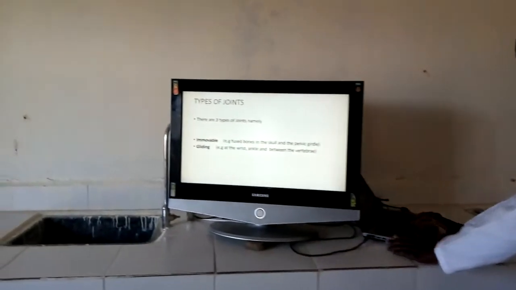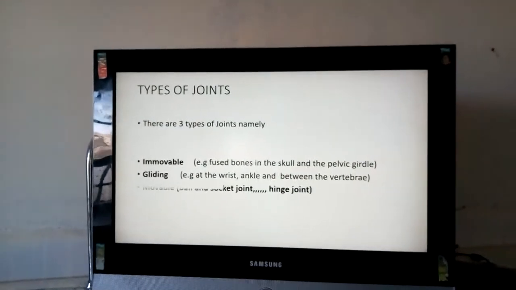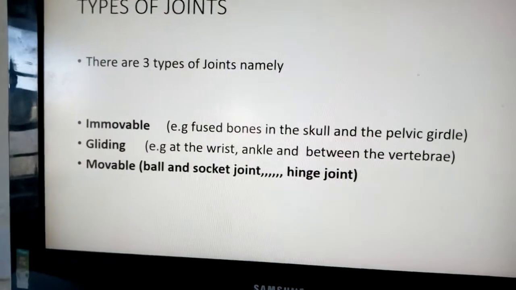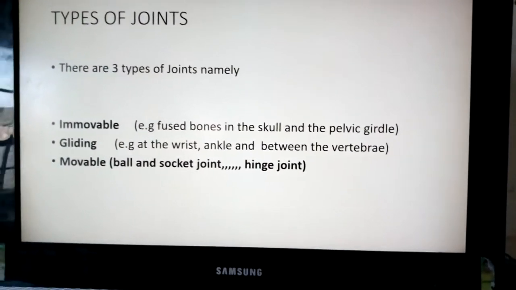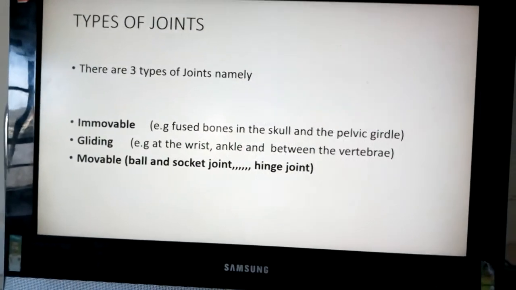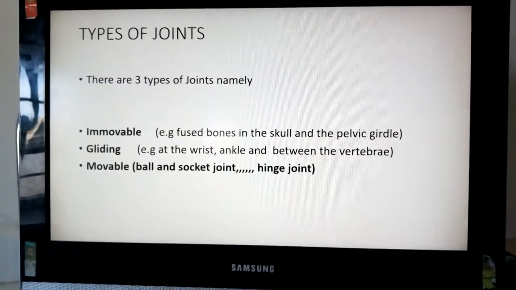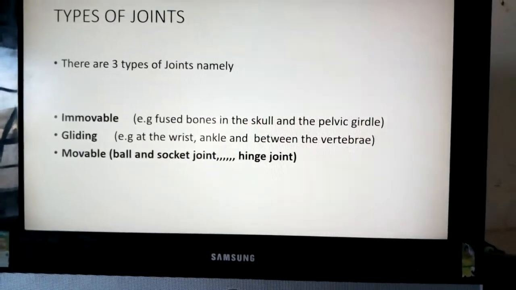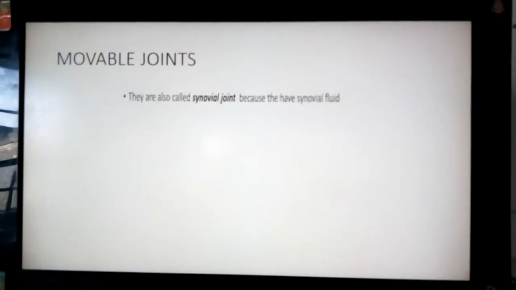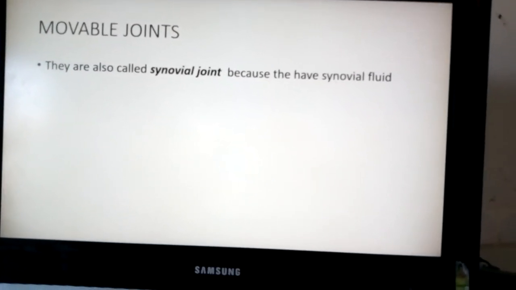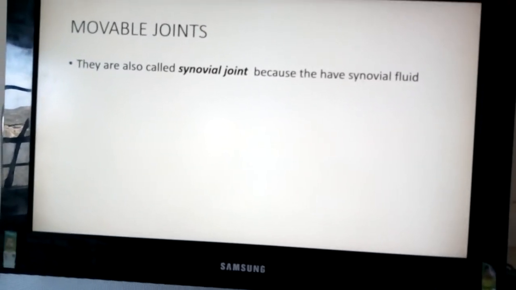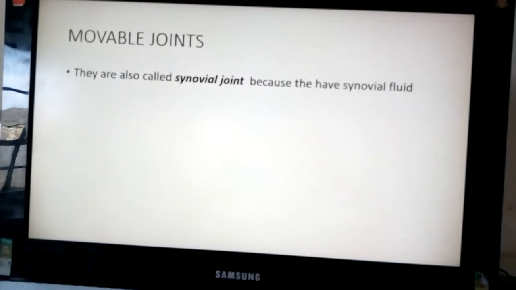Let us move on and see. We also have another type of joint which is referred to as movable joints. The movable joints can further be categorized into two: the ball and socket joint, and the hinge joint. We are going to look at the types of movable joints and where they are found. The movable joints are also called synovial joints. This is because they have a fluid which is called the synovial fluid.